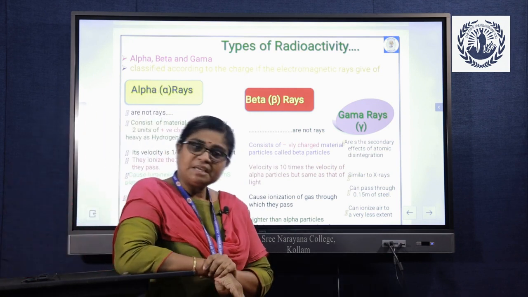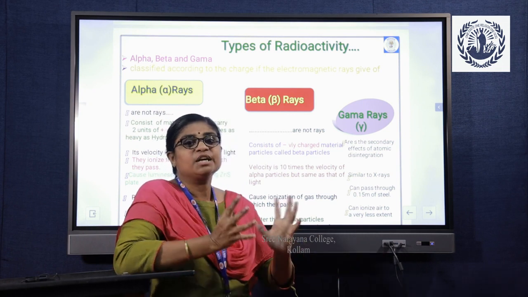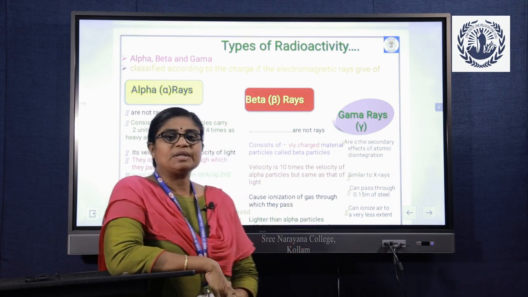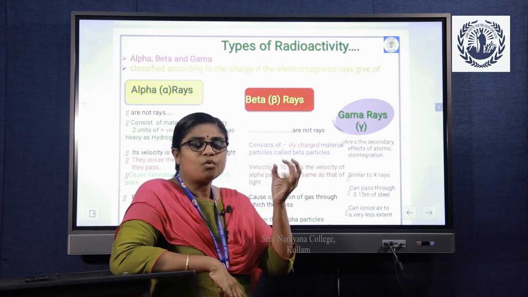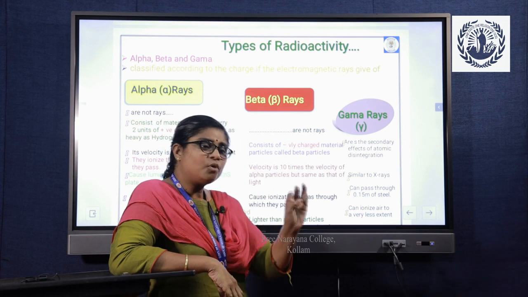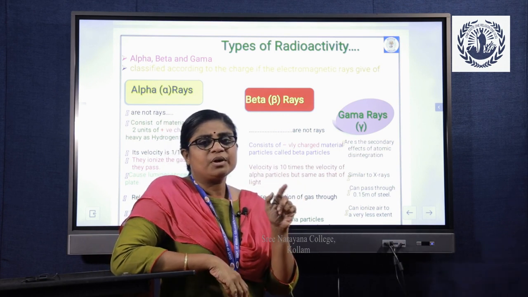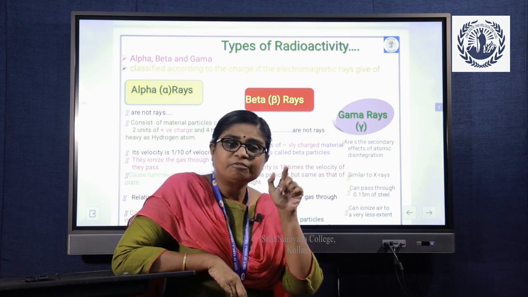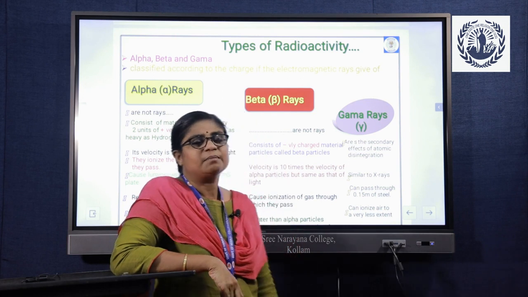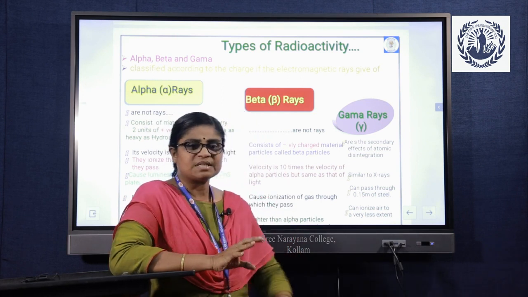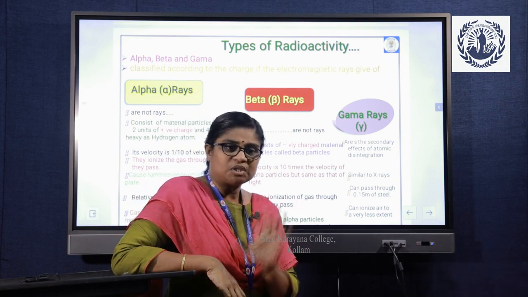Now coming to the beta emissions. Beta rays are actually nothing but electrons. You all know that electrons have only 1 negative charge and very low mass. The mass of an electron is considered as 9.1 times 10 raised to minus 34, which is a very low or negligible number. So the mass of an electron is considered to be nearly 0, and it has 1 negative charge.